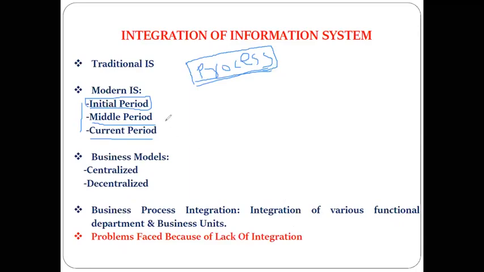Now that much you have understood, why it is required, etc. Now, in the initial period, there was a utilization of the computer system, and on the computer system there was a utilization of the information system. But in the initial period, this kind of information system was not capable of integration. In the initial period, the information systems which were available did not have integration capability. You are getting what I'm telling?